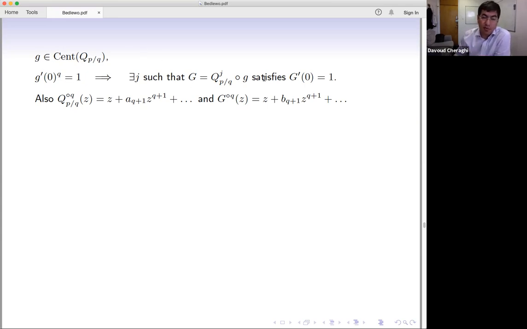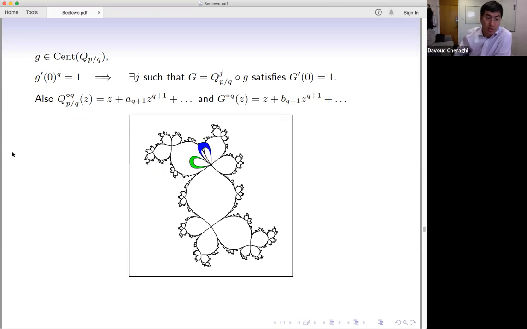An element of this form with derivative 1, which commutes with that map, must also have multiplicity q plus 1 at 0. So we work instead with this map and that map. They commute, and they both have derivative 1 at 0 and the same multiplicity. Here is another picture, where q is 4. You have 4 basins of attraction, and again, repelling and attracting fundamental domains.